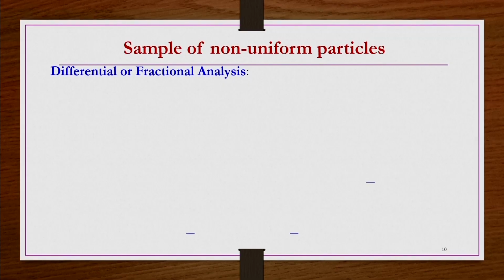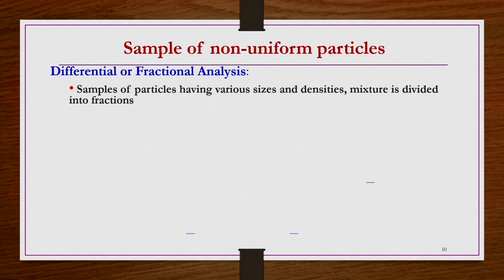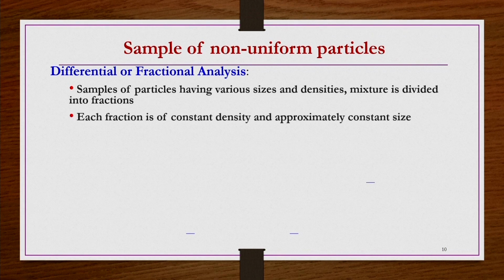But for non-uniform particles, we have two approaches for reporting the results or obtaining size analysis results. One is the differential analysis, which is also known as the fractional analysis. Another one is the cumulative analysis. In the differential or fractional analysis, the sample of particles having various sizes and densities is divided into fractions by screening operations, as we have discussed before. Then each fraction is of constant density and approximately constant size, not exactly the same size. Each particle will not have the same size within each fraction, but approximately constant size. So, dpi bar can be assigned, right.